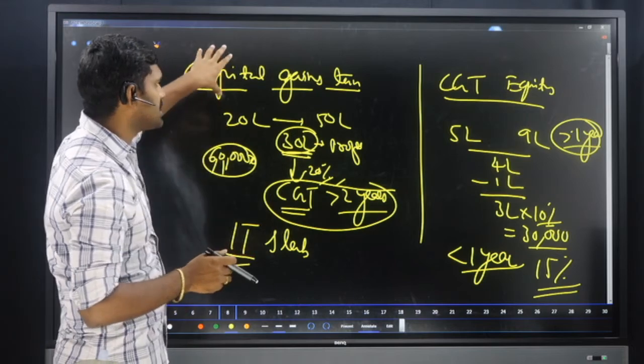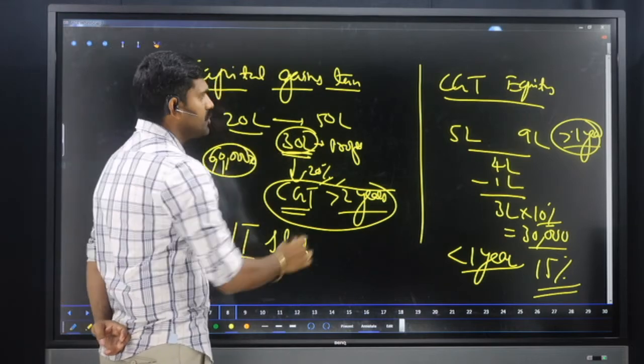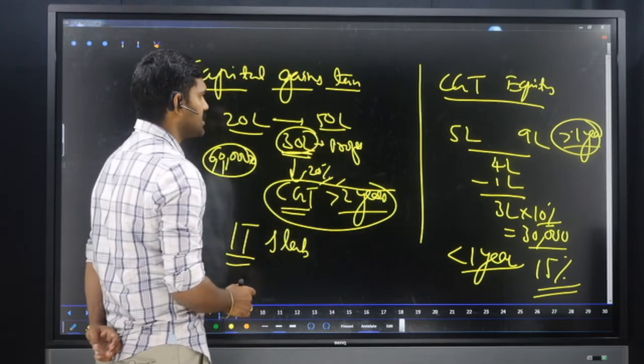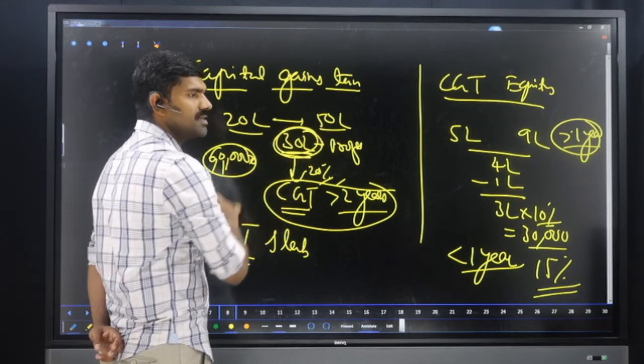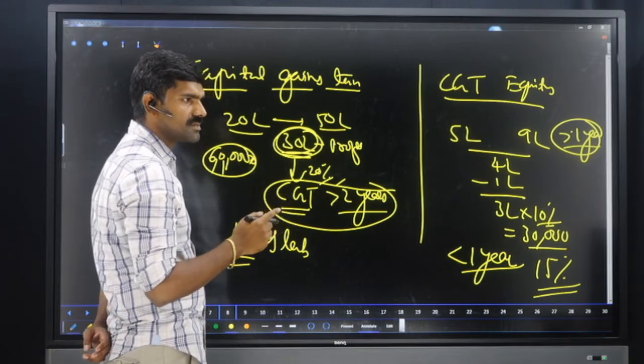Now, when you're investing money in that, maybe you bought a plot worth 20 lakhs. You sold it for 50 lakhs. Now, bought it for 20 lakhs, sold it for 50 lakhs. You got a benefit of how much? 30 lakhs.